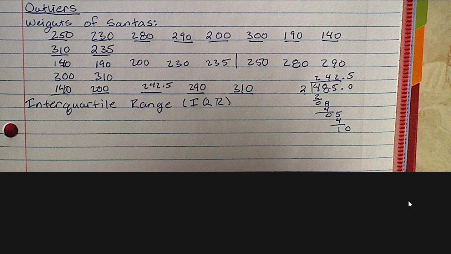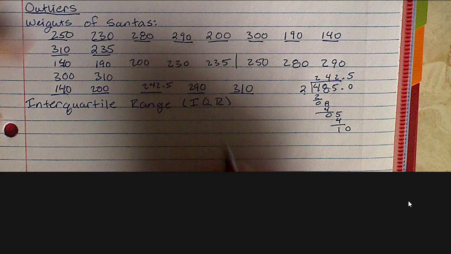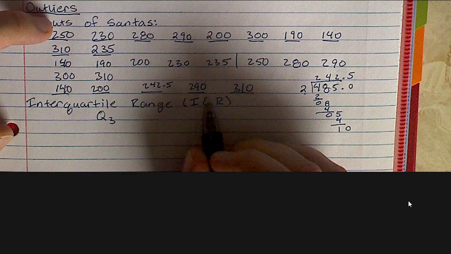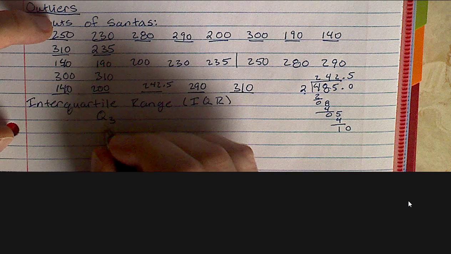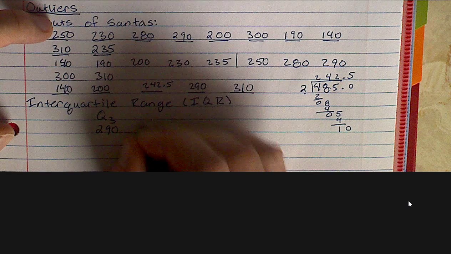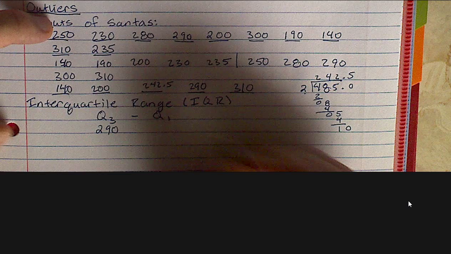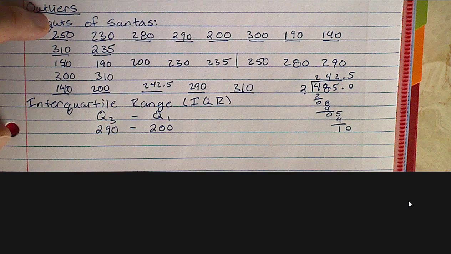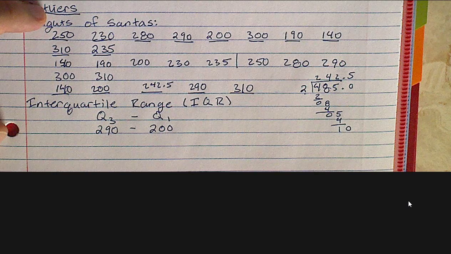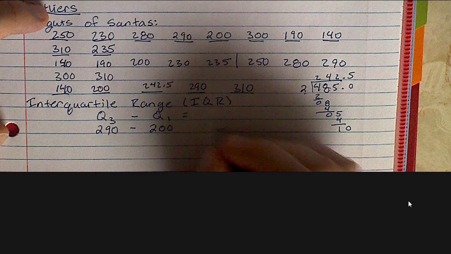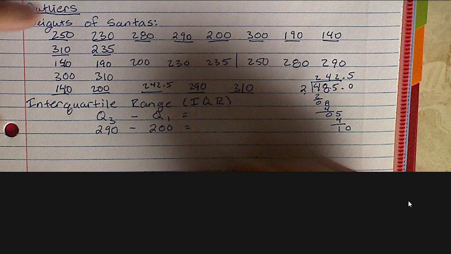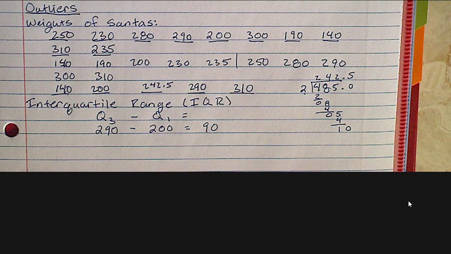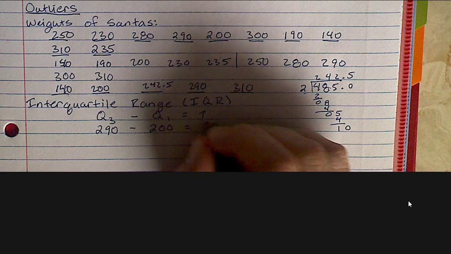So IQR. So the interquartile range is Q3, which is in this case 290, minus Q1, which in this case is 200. So the interquartile range in this case is how much? 90. Q3 minus Q1, which in this case is 90. And that's what the IQR, or the interquartile range, is.